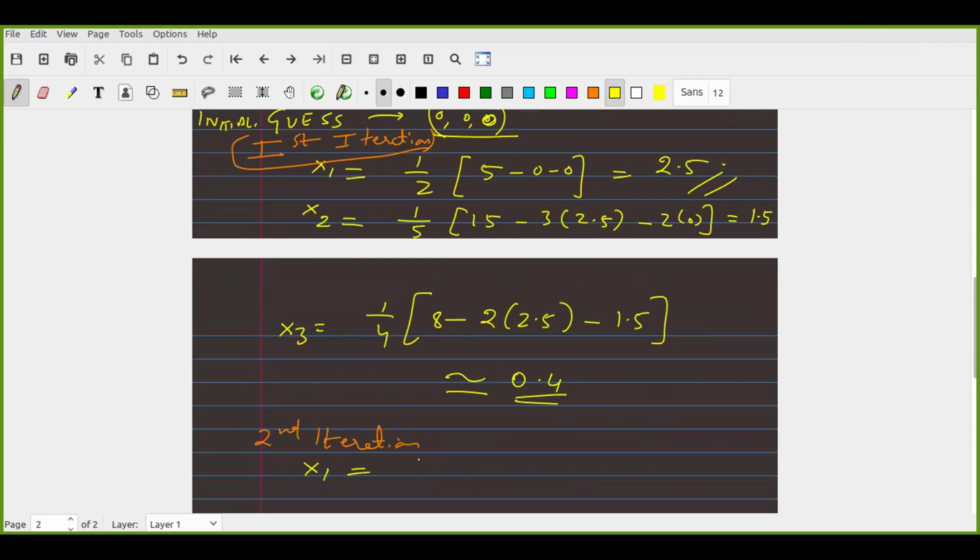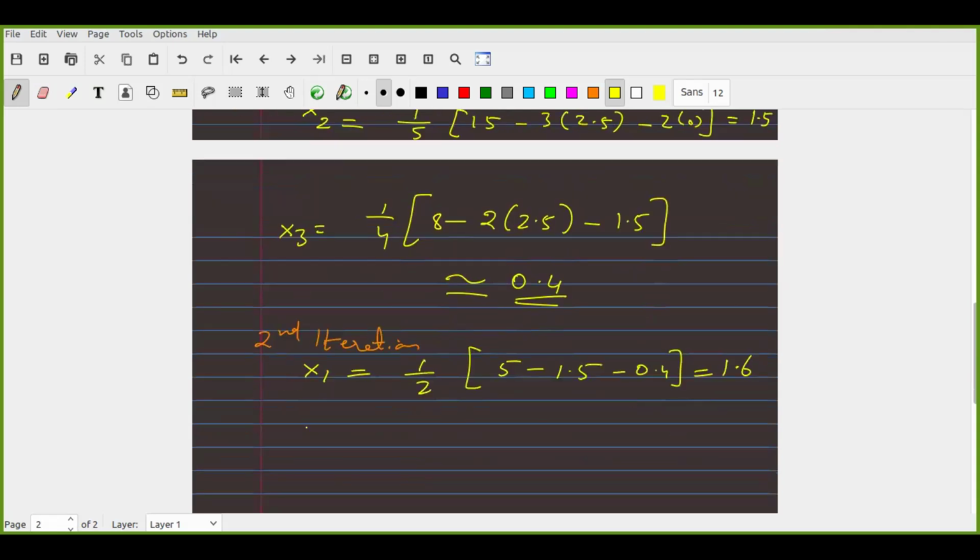Now x1 is equal to again 1 by 2, 5 minus x2 minus x3. What is the latest x2? 1.5. What is the latest x3? 0.4. Turns out that this value is 1.6. I'm not going to show the calculation. Let me be very quick.